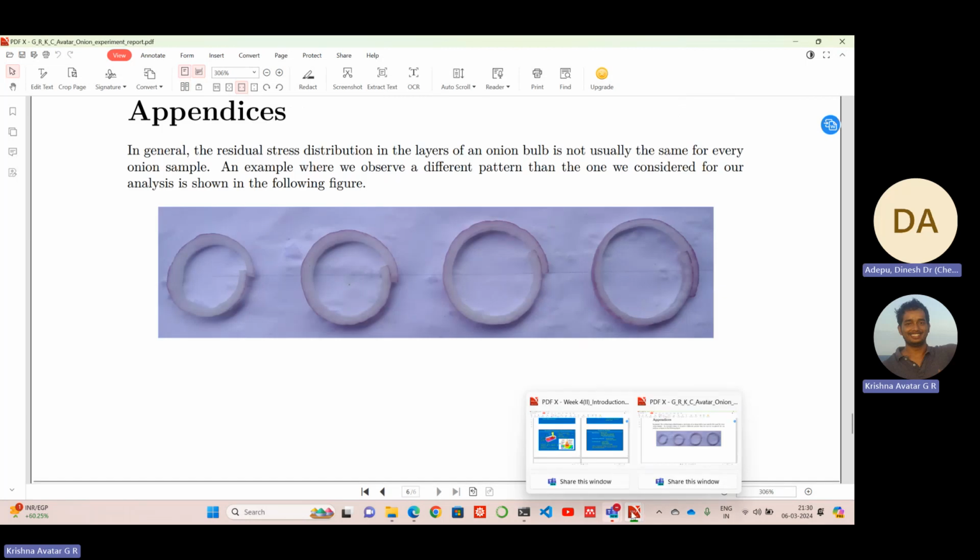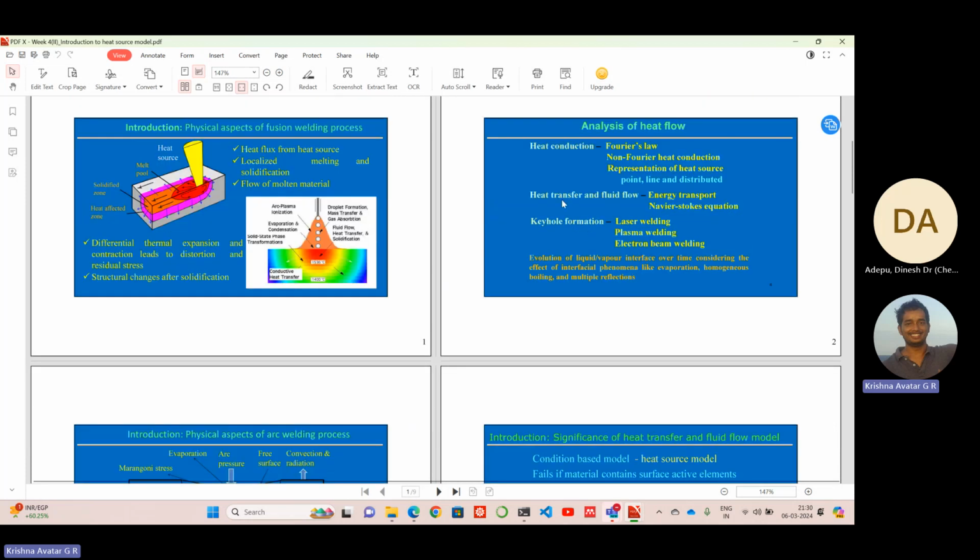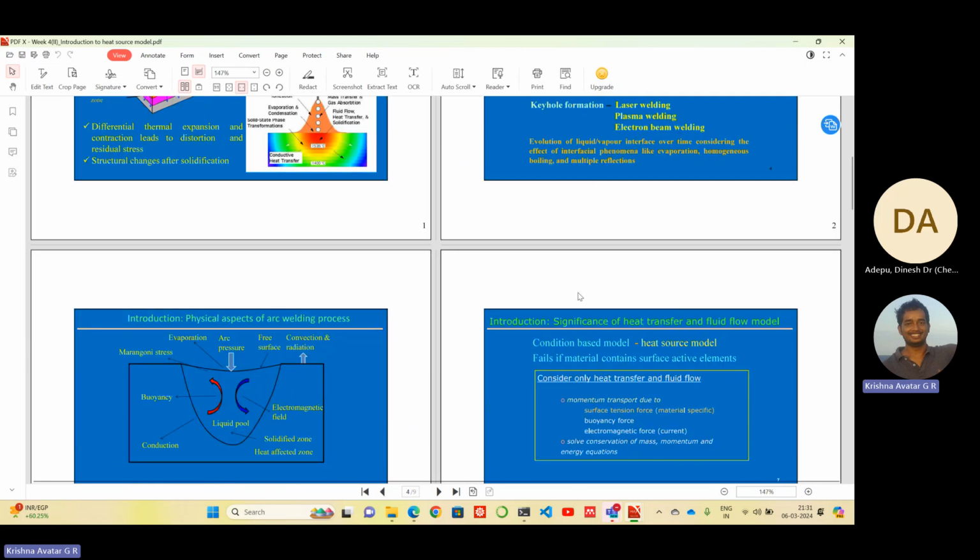Now this was what we are dealing with, fusion welding. For heat conduction we use Fourier's law, and for heat transfer and energy transport we also have to solve the Navier-Stokes equation, because ultimately there is also flow of the molten material. Then we have keyhole formation when we use laser welding, plasma welding, or electron beam welding.